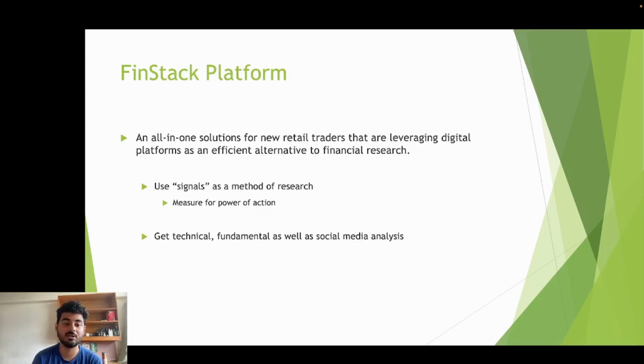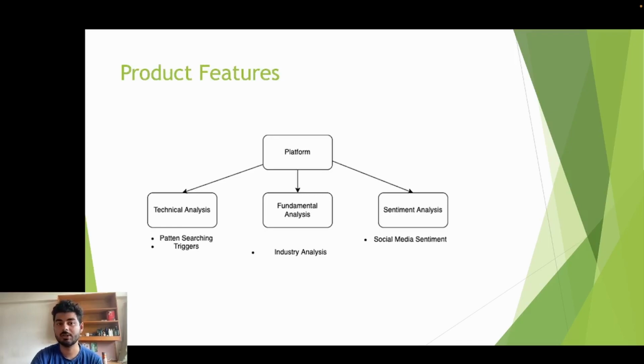We use signals as a method of research, which measures the power of action. We have divided our platform into three verticals: technical analysis, fundamental analysis, and sentiment analysis. So in our technical analysis, we have pattern searching and also triggers. In our fundamental analysis, we do industry analysis, comparing the stock to the industry averages. And in sentiment analysis, we have social media sentiment.